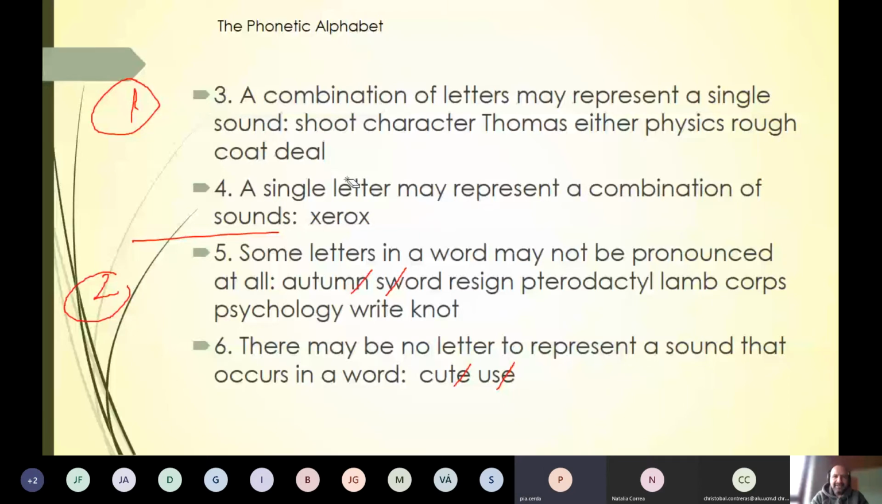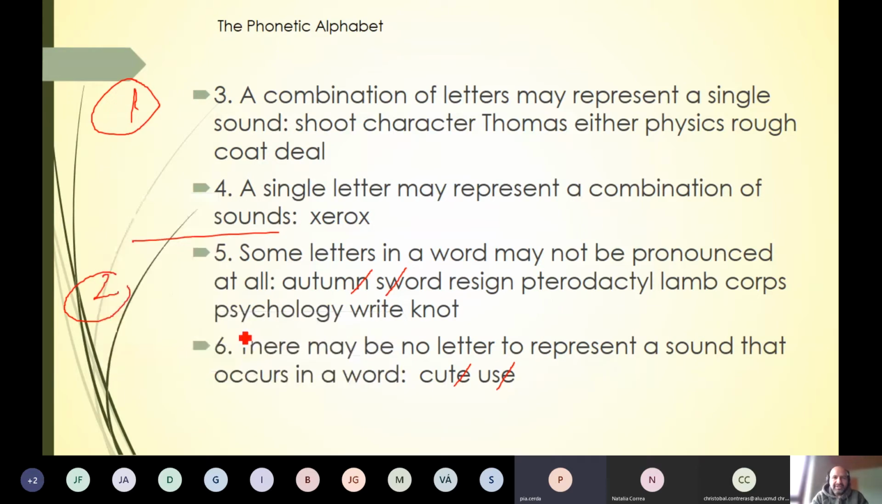Some letters in a word may not be produced at all: know, word, rising, pterodactyl, lamb, chord, physical, right, could not. And there may be no letter to represent a sound that occurs in a word: use.